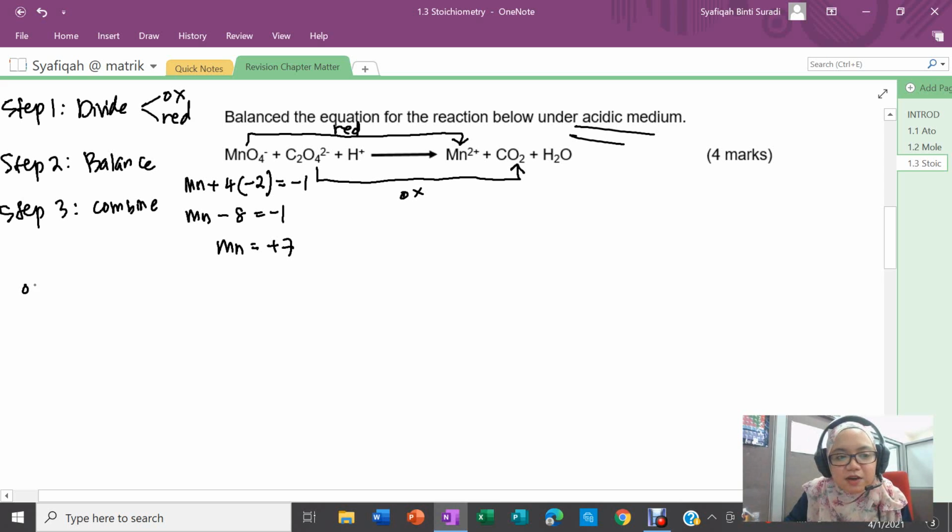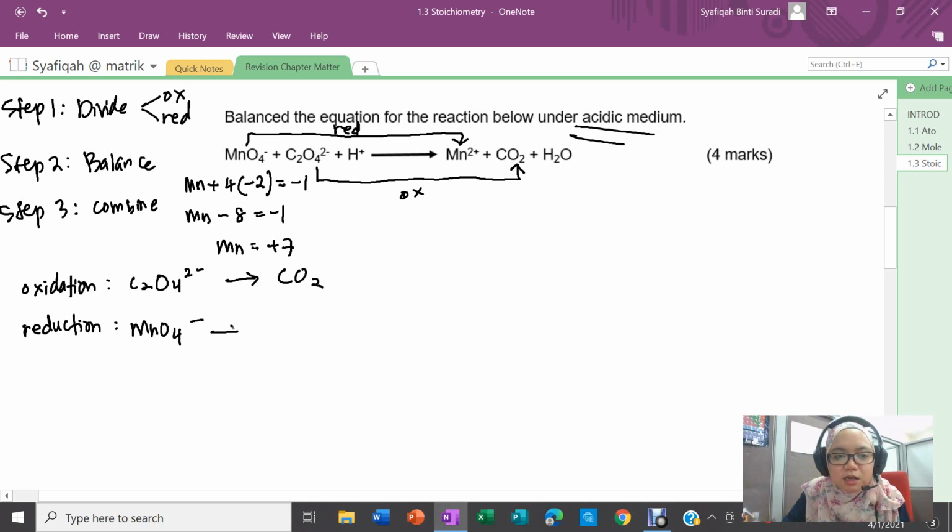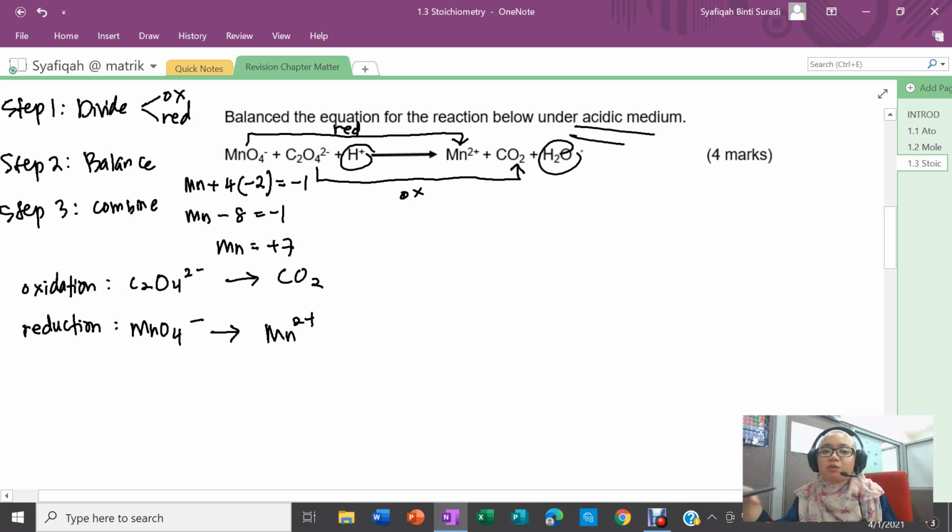So we can do our first step. Our first step is to divide. Oxidation is C2O42 minus into CO2, and our reduction is MnO4 minus to Mn2 plus. This is one mark. Okay, so what happens here? We ignore water and hydrogen ion. They are not included in our reduction and oxidation, because actually this equation is the unbalanced one. They will come in later in the balanced equation we did earlier. So we just ignore that.